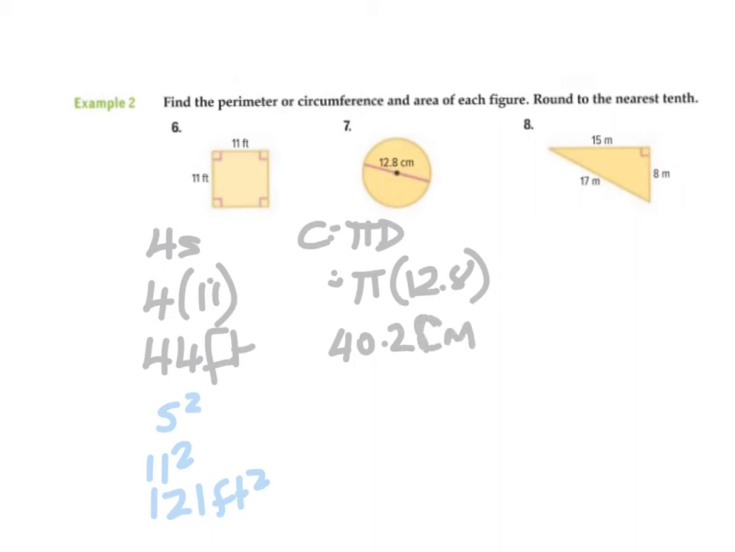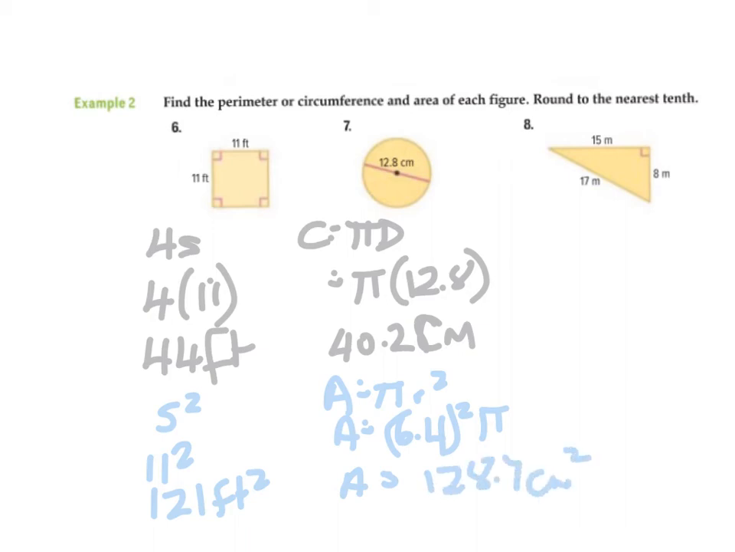And then again, this time it's changed. So this time for the area, area equals pi r squared. So this time we're using the radius. So that's pi times whatever the radius is. Half of 12.8 is 6.4. So we're going to square 6.4 and times that by pi. So the area this time is going to be 128.7. And again, it's centimetres squared.